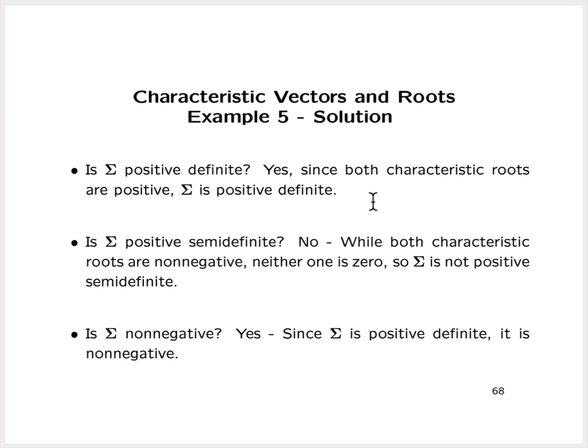Now, is this matrix positive definite? Yes, it is, because both characteristic roots are positive, and so cap sig is positive definite. Is cap sig positive semi-definite? No, it's not. While both characteristic roots are non-negative, neither one is 0, and so cap sig is not a positive semi-definite matrix. Is cap sig non-negative? Yes, it is. Since cap sig is positive definite, it is most certainly non-negative.